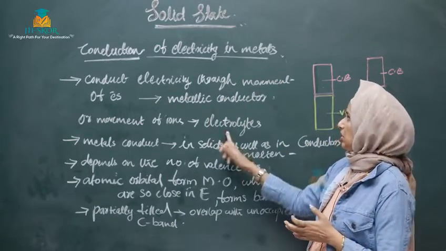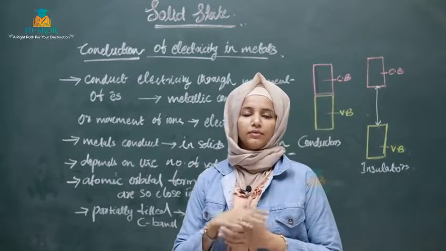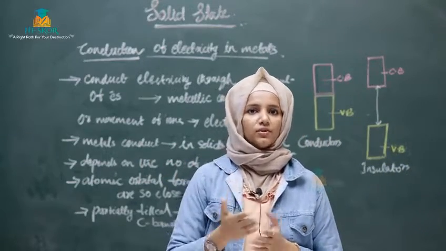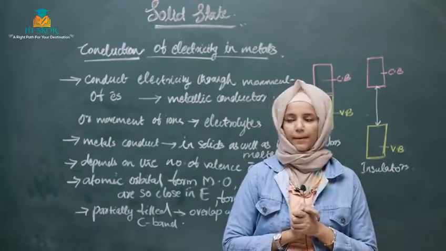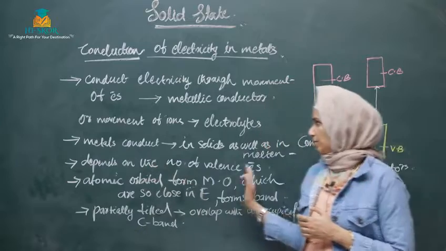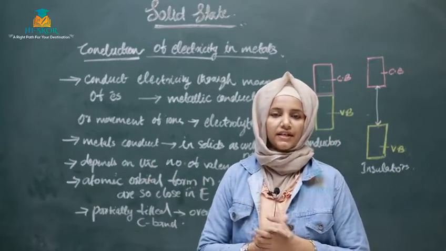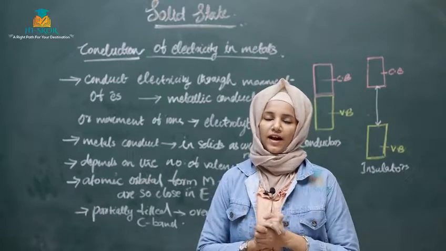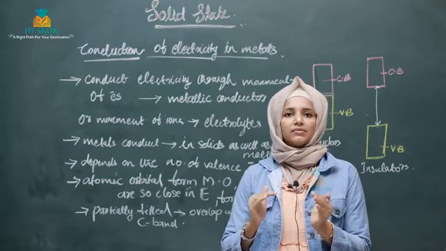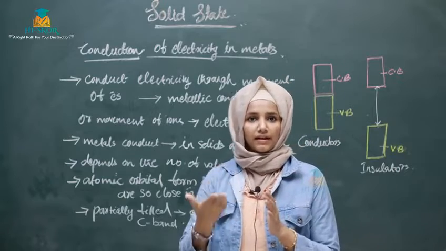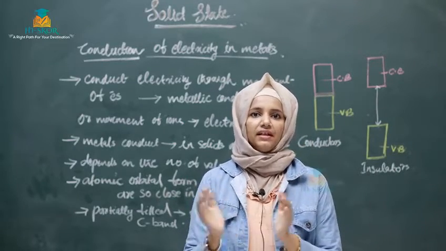Metals conduct in the solid state as well as in the molten state. And one more point: their conductivity depends upon the number of valence electrons. The atomic orbitals combine to form molecular orbitals, both having the same energy range.